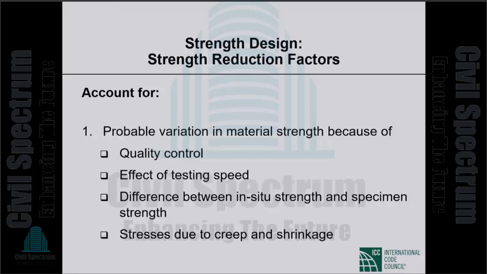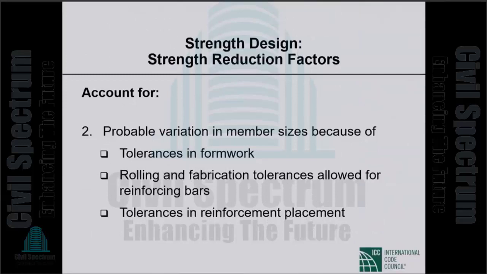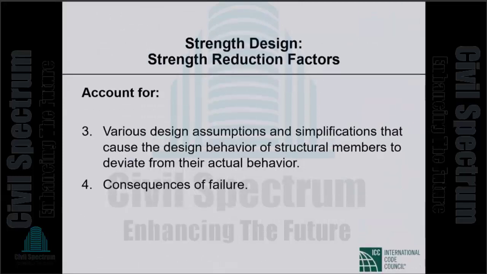So we test cylinders. That is representative of in situ strength, but it is not exactly the same. Stresses due to creep and shrinkage. Probable variation in member sizes because of tolerances in formwork. Rolling and fabrication tolerances allowed for reinforcing bars. Tolerances in reinforcement placement. Strength reduction factor also accounts for various design assumptions and simplifications that cause the design behavior of structural members to deviate from the actual behavior, and finally, consequences of failure.